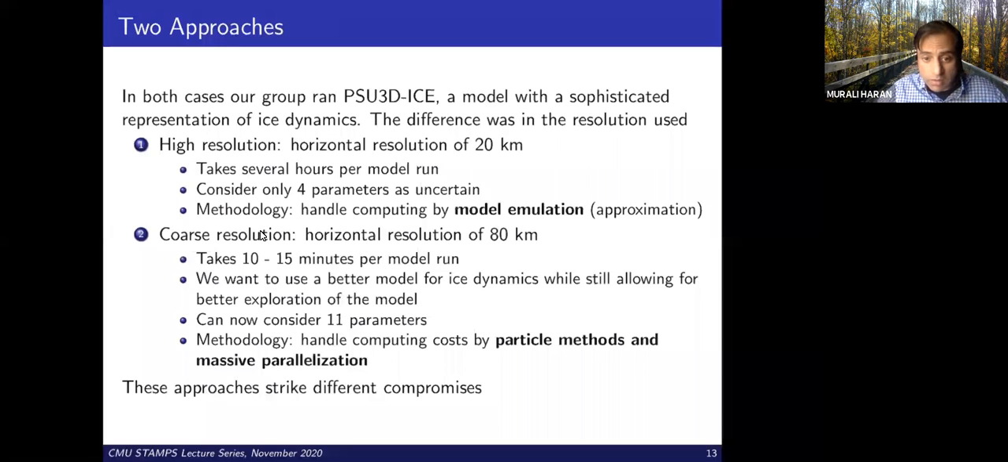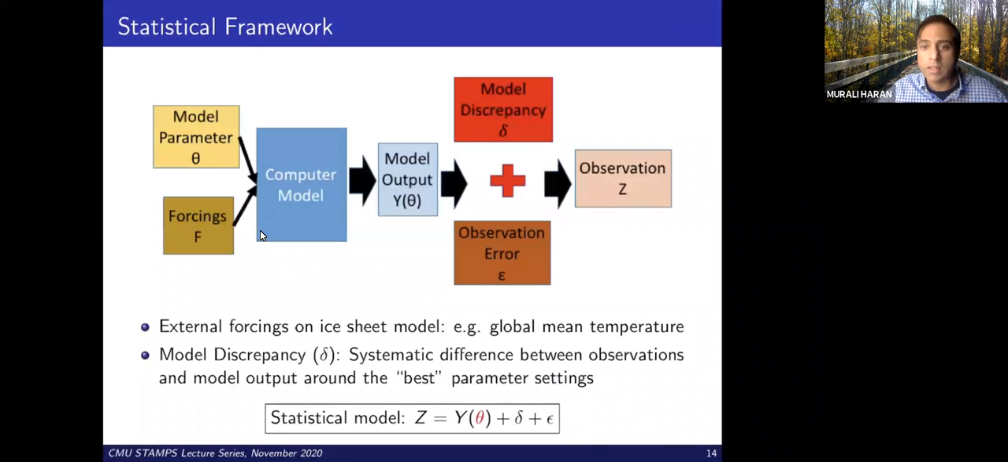So these approaches strike different compromises. I'm going to basically talk you through the framework for both of these approaches, and then a little bit about the details for them. Okay, so here's the framework.